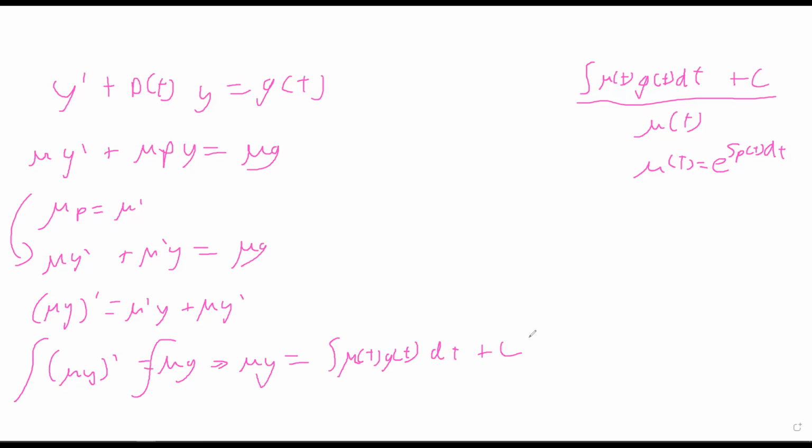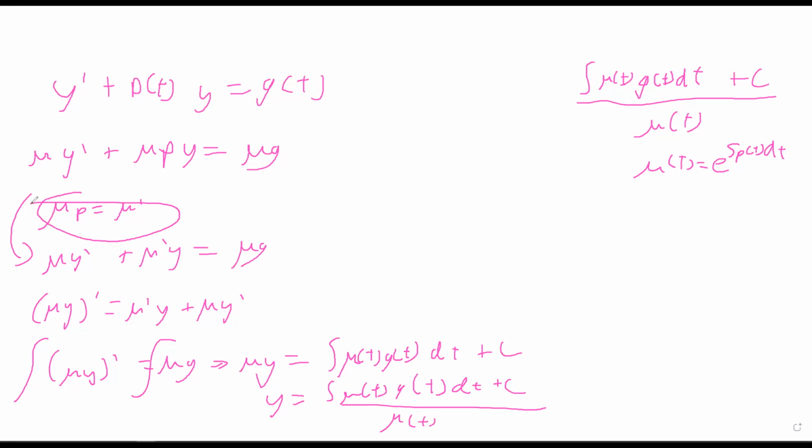Plus c. And then you can divide both sides by mu. And so this is how you get the formula. But the formula is right here for memorization, for first order. We're practicing first order. So this is the general formula. And if you just plug everything into this equation, it'll all work out.